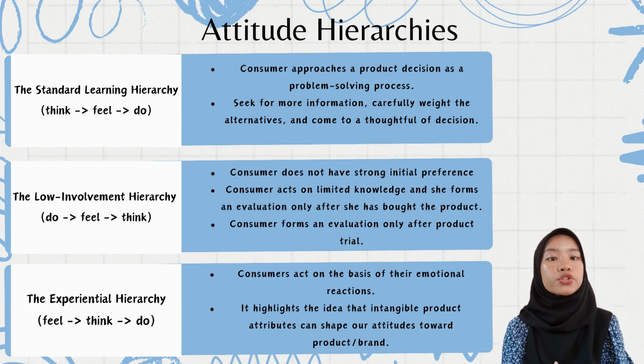In this hierarchy, the consumer does not have a strong initial preference. Therefore, they would act on limited knowledge and form an evaluation only after they have bought the product. They will also form an evaluation only after product trial, after they have tried the product. And the experiential hierarchy, the last hierarchy, the consumers act on the basis of their emotional reactions. So it highlights the idea that intangible product attributes can shape the consumer's attitudes towards the product or brand.